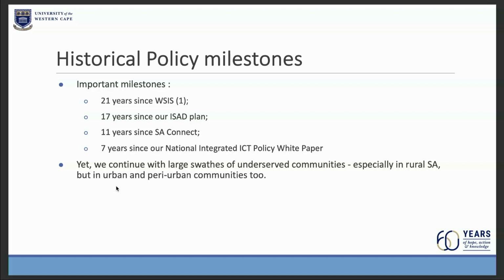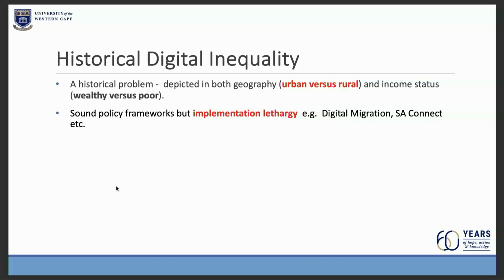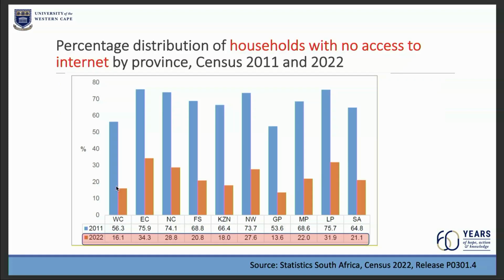Yes, we're making quite a bit of inroads and projects like Seasway, etc. And in some urban and peri-urban communities where Tim and Seasway are trying to make dents. But the historical digital inequality is depicted both in geography and the perpetuation of income status, wealth, and poor. And we have, I would argue, good policy frameworks, but implementation lethargy. Digital migration, SA Connect are some shining examples of implementation lethargy in the country.